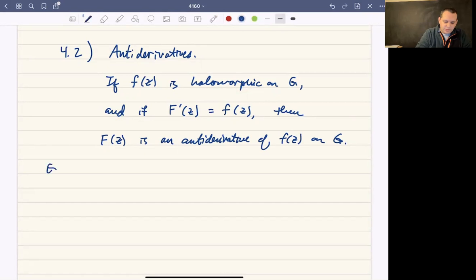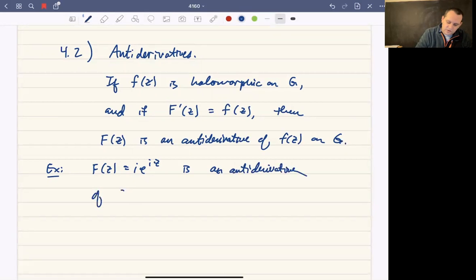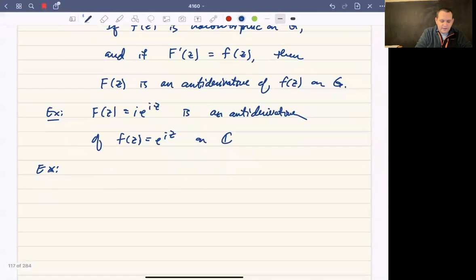Just as a few examples, if we were to take the function capital F, which would be, say, i e to the iz, this is an antiderivative of the function little f, which is e to the iz. And that function's holomorphic on all of the complex plane. So that's an antiderivative there.